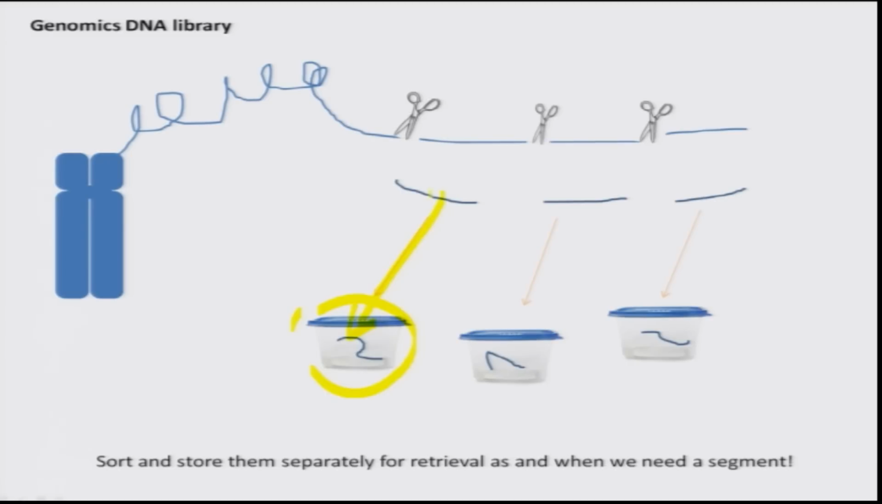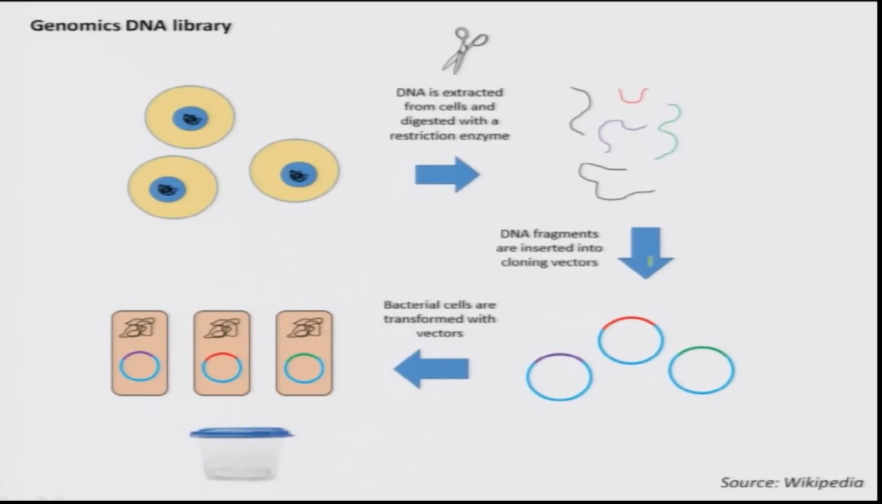It could be multiple copies, but represent this particular region of this chromosome, and then sort them like this, right. And these are smaller DNA fragments, and then you store them, and whenever you want you will be able to get them. So, how do you really do that? So, this is the schematic. So, basically you extract the DNA.